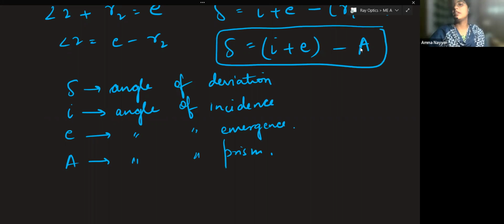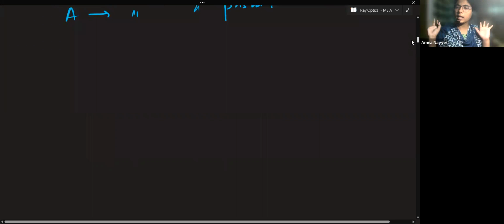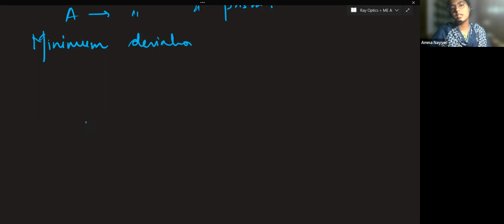Now, minimum deviation. Coming to the point that we were discussing regarding minimum deviation. This is the normal angle of deviation. This is not the minimum value. What about the minimum value? See, for the minimum deviation, there are two conditions. Then your answer will be quickly solved. First condition is that the angle of incidence becomes equal to the angle of emergence. Second condition is R1 becomes equal to R2.